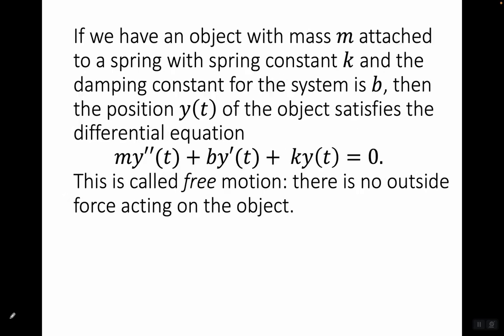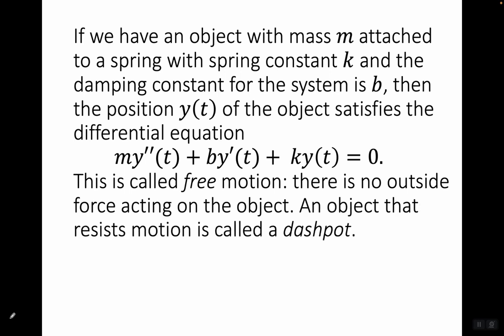If we have an object with mass m attached to a spring with spring constant k and the damping constant for the system is b, then the position y of t of the object satisfies the differential equation m y double prime plus b y prime plus k y equals 0. This is called free motion. There is no outside force acting on the object, nothing pulling it back and forth, nothing like that.